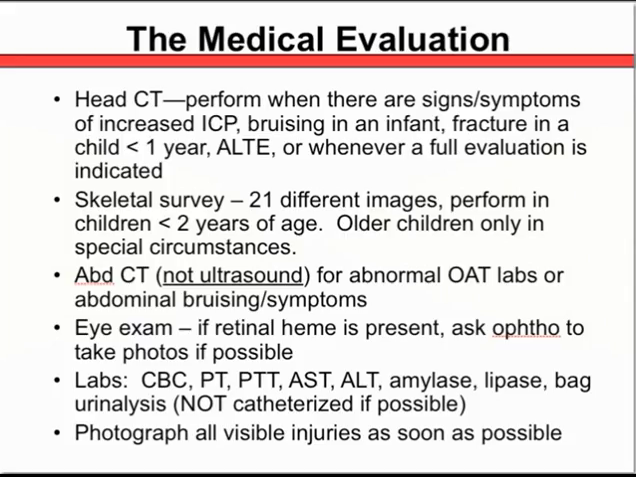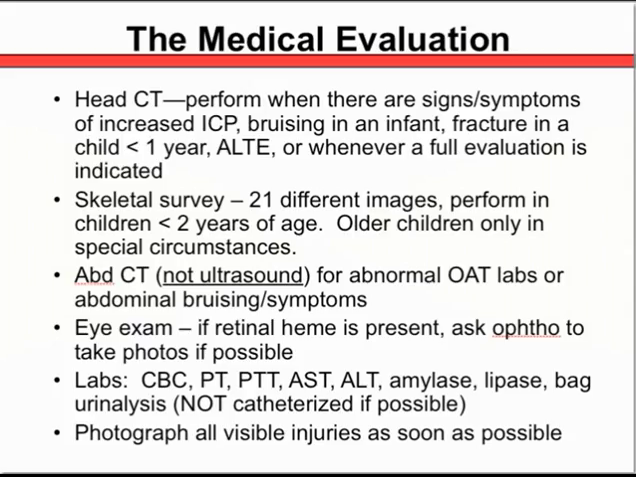The abdominal CT is recommended anytime the occult abdominal trauma labs, which is AST, ALT, amylase, and lipase, are abnormal, or if we have abdominal bruising or symptoms. It is important to understand that the abdominal CT is far superior to ultrasound in identifying subtle intra-abdominal injuries. More about this in a moment. The eye exam is important to identify retinal hemorrhages, and if they are present, ask ophthalmology to please take photographs if possible. These can be very helpful in the courtroom.